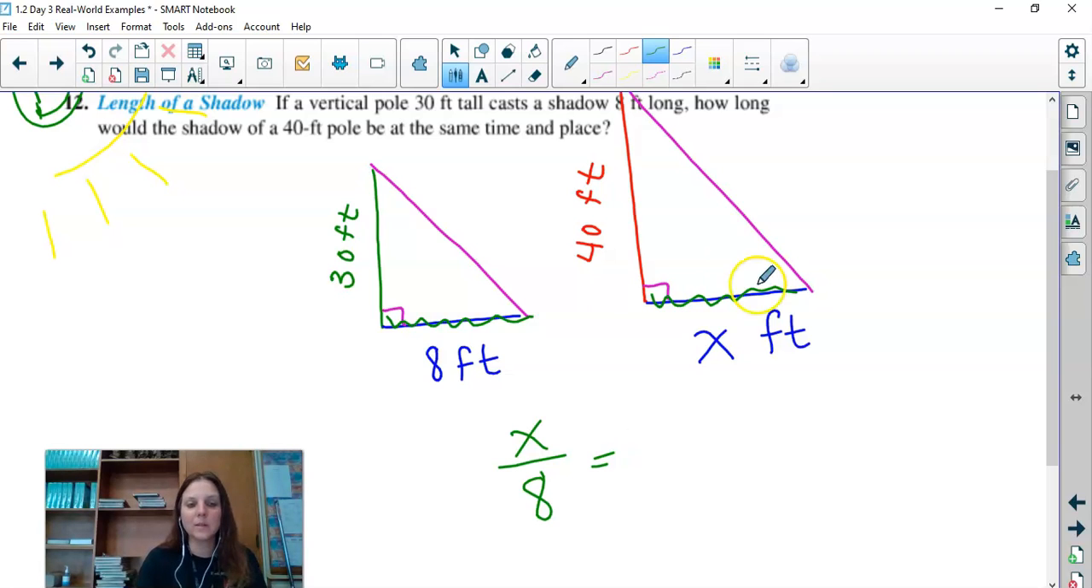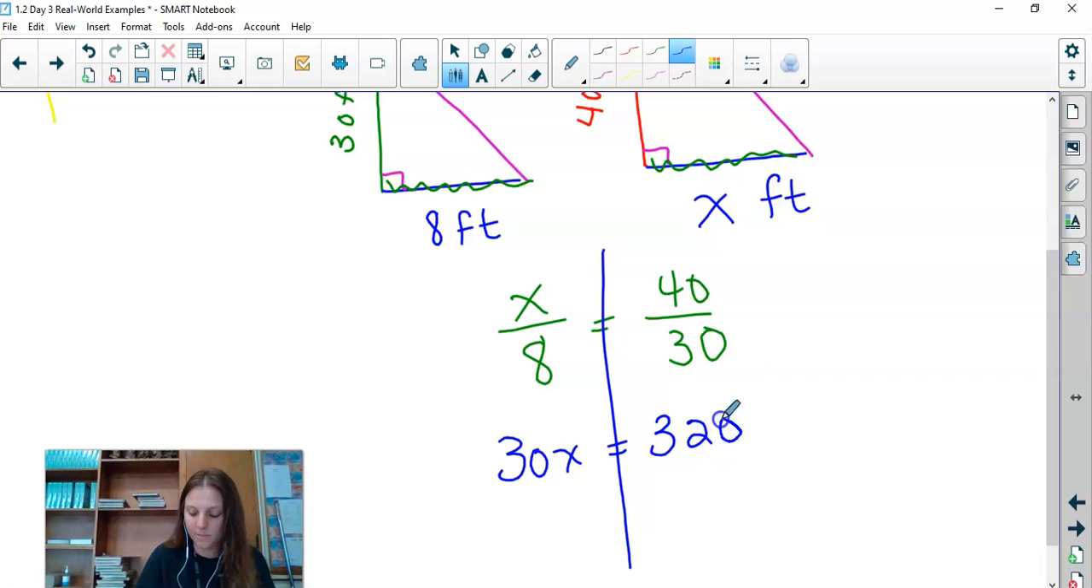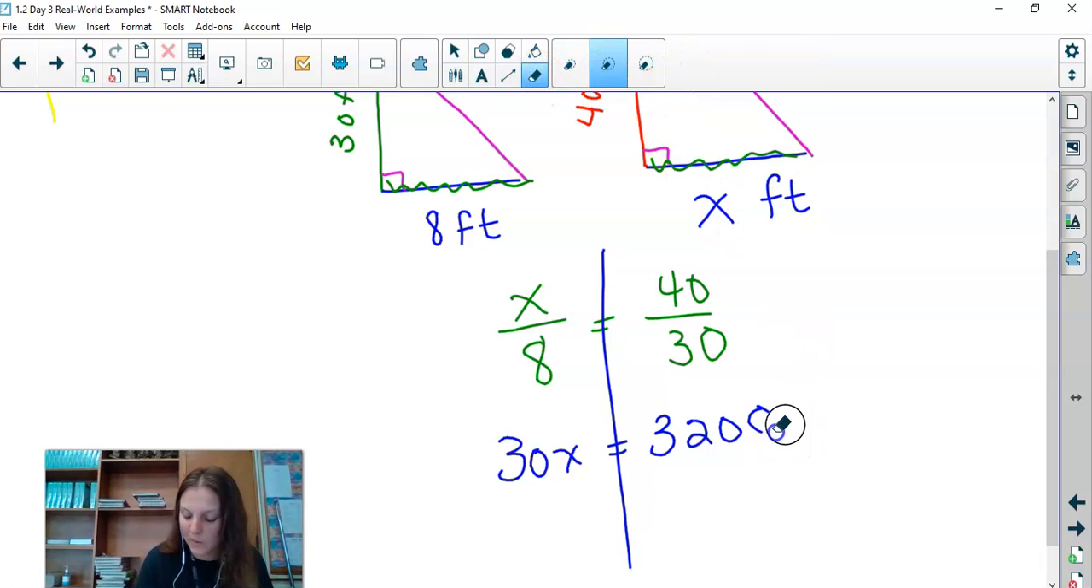Okay, now also, let's see what else we know. We know that this side, so if I started with x and then I went to 8, then I should go back to 40 and pair that up with 30. Okay, let's cross multiply. So you've got the 30x is 3,200. 4 times 8 is 32, and you just add a 0. Oh, it's not 3,200, it's 320. Too many zeros there. 4 times 8 is 32, add a 0.